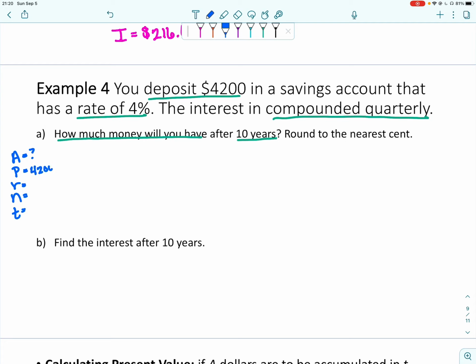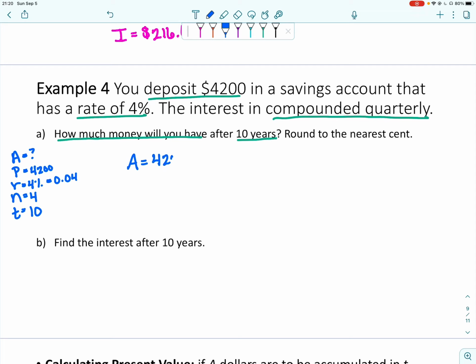We are depositing $4,200. Our interest rate is 4%. We cannot do math with percentages. It is compounding quarterly. So quarterly means 4 times a year. If you think like quarters in a dollar, there's 4 quarters in a dollar. So that's 4 times a year. And we're going to leave it in the account for 10 years.